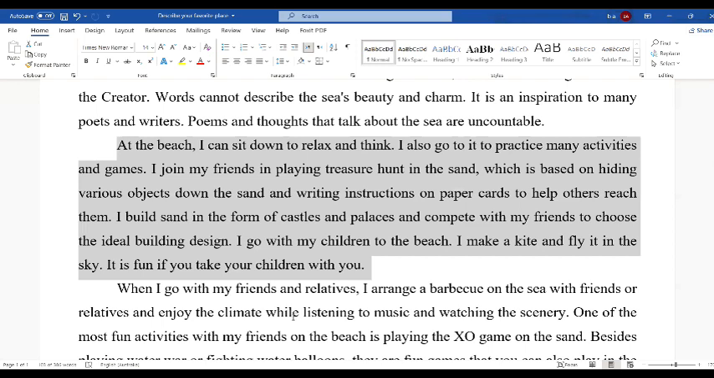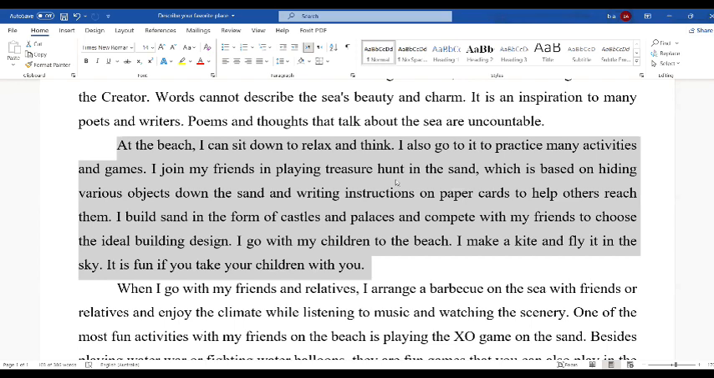Okay, thank you. So this is body paragraph number 2. I'm continuing describing the favorite place, which is the sea. Here I'm talking about the beach, which is the side of the sea. At the beach, I can sit down to relax and think. I also go to it to practice many activities and games. I join my friends in playing treasure hunt. Treasure hunt is the name of a game.